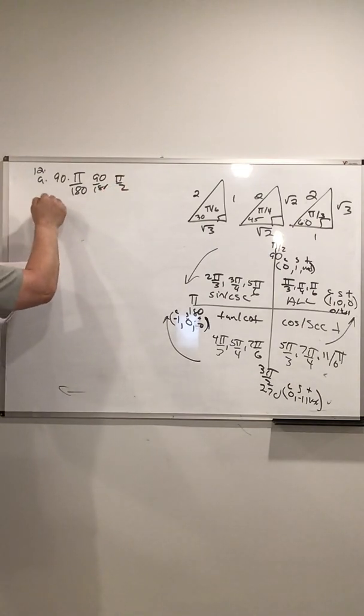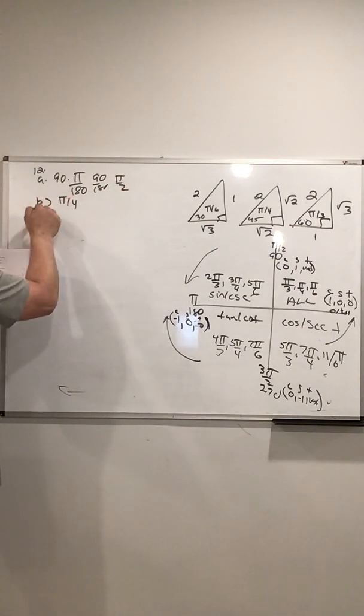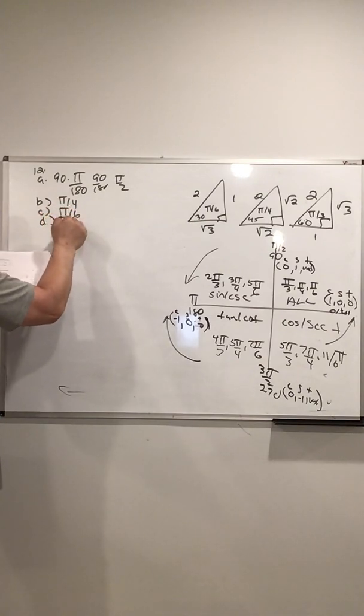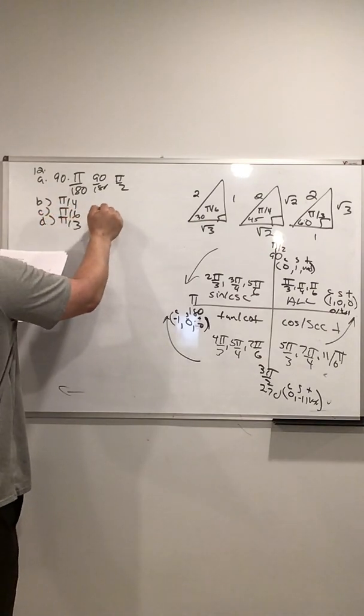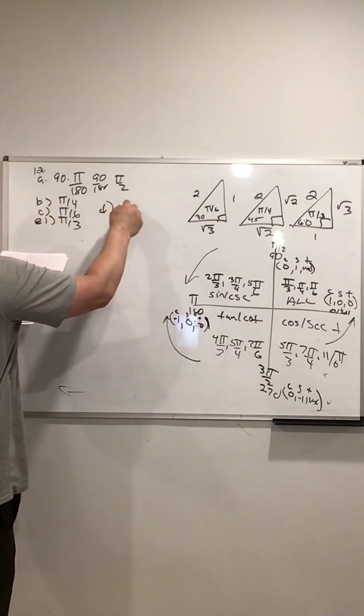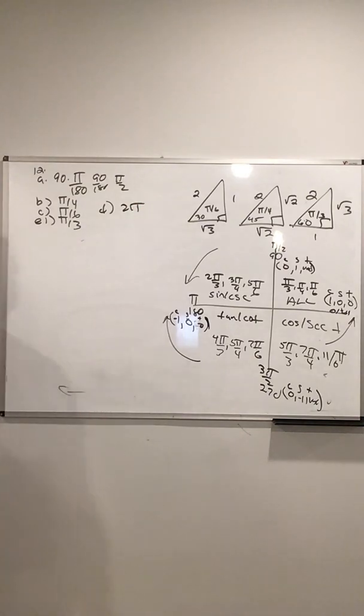So very quickly, the answers for B would be pi over 4, pi over 6 would be 30 degrees, pi over 3 would be 60 degrees. I'm sorry, that's E, apologize. And then D, the 360 would be 2 pi. Okay? So I'm not going to overly go over that. That's how you convert it.